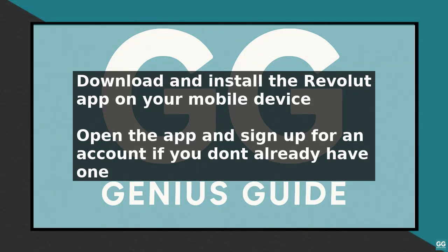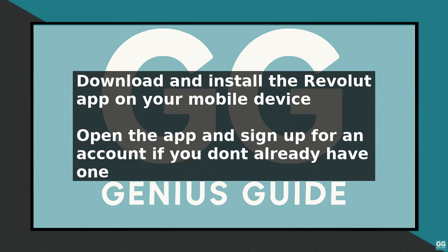To buy Bitcoin using Revolut, follow these steps. First, download and install the Revolut app on your mobile device. Once installed, open the app and sign up for an account if you don't already have one. Fill in the required information, including your name, email address, and phone number, and follow the prompts to verify your account.